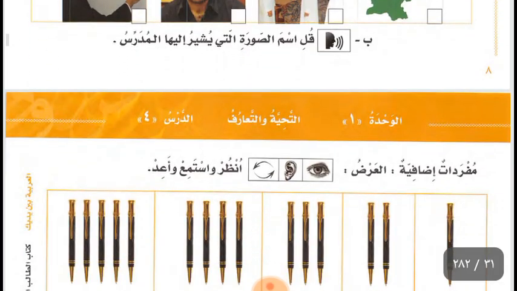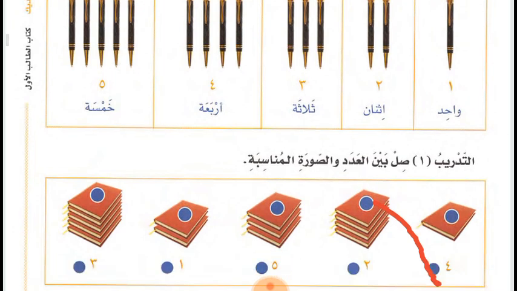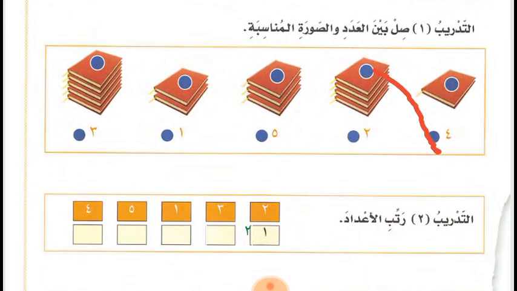Tadrib Thani is also not possible here. On the next page we have Mufradat Idafiyya. Start reading these extra vocabularies. Wahid, ithnan. Wahid means one, ithnan means two. Okay. Thalatha, three. Arba'a, four. Khamsa, five. Correct.